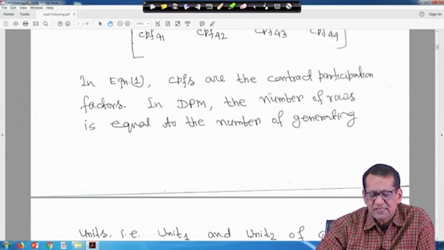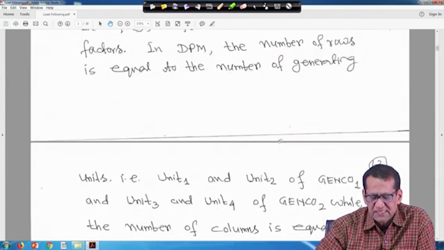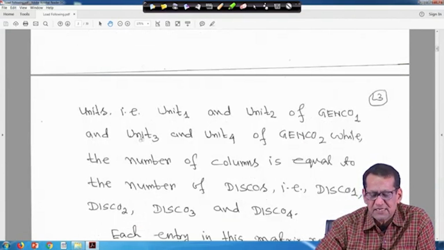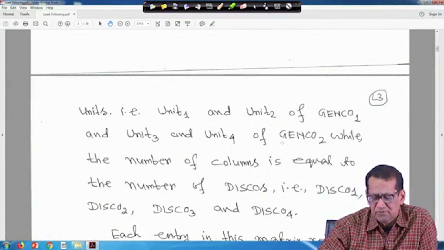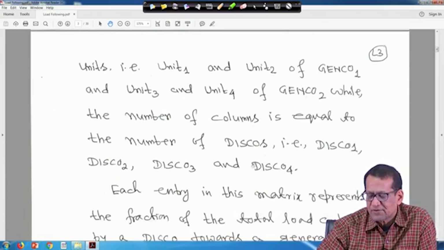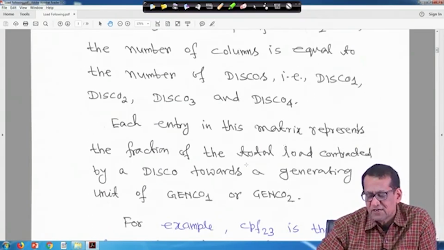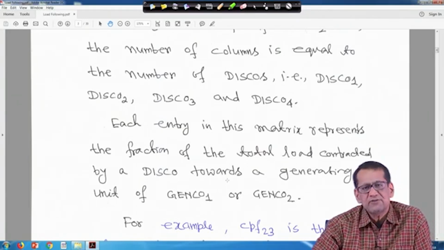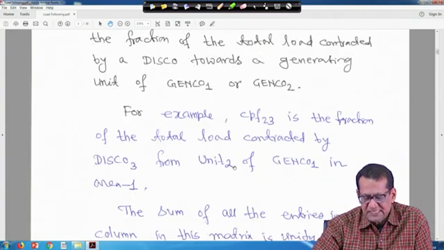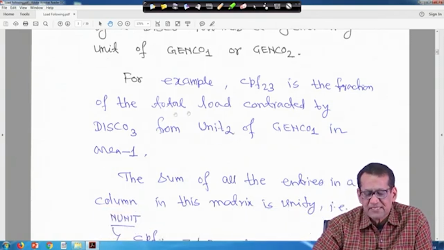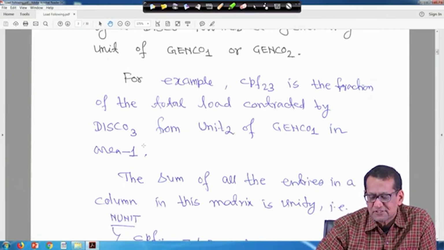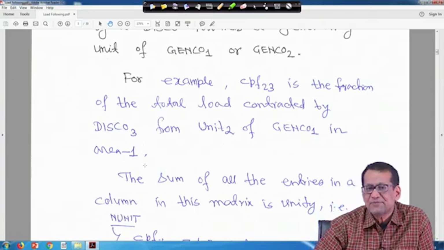In equation 1, CPFs are the contract participation factors, that we know. In the DPM, the number of rows equals the number of generating units, that is unit 1, unit 2 of GENCO 1 and unit 3, unit 4 of GENCO 2, while the number of columns equals the number of DISCOs, that is DISCO 1, DISCO 2, DISCO 3 and DISCO 4. Each entry in this matrix represents the fraction of the total load contracted by a DISCO towards a generating unit of GENCO 1 or GENCO 2. This we have already discussed, but still, for example, CPF 23 is the fraction of the total load contracted by DISCO 3 from unit 2 of GENCO 1 in area 1. This is the meaning here.